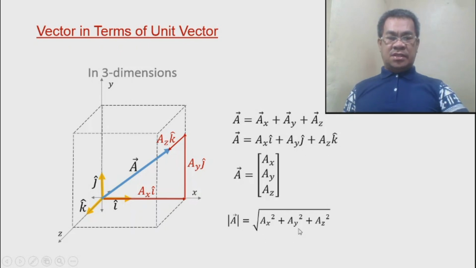So we have A_x, A_y, A_z. Each of them should be squared. Add the three, then take the square root, and that's the answer. Okay, so that's it. This is the magnitude of vector A.